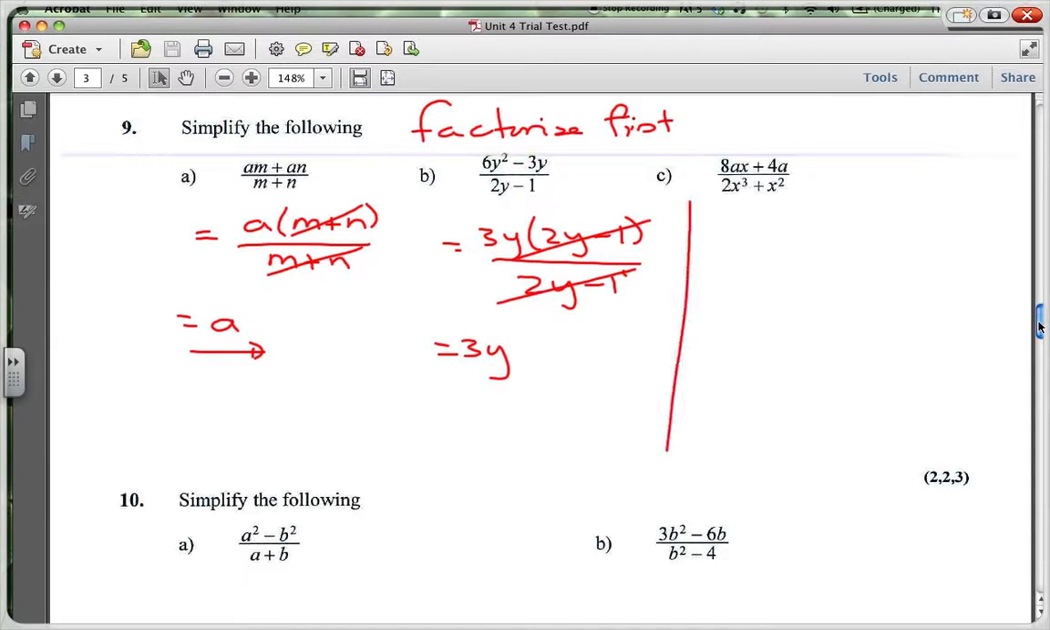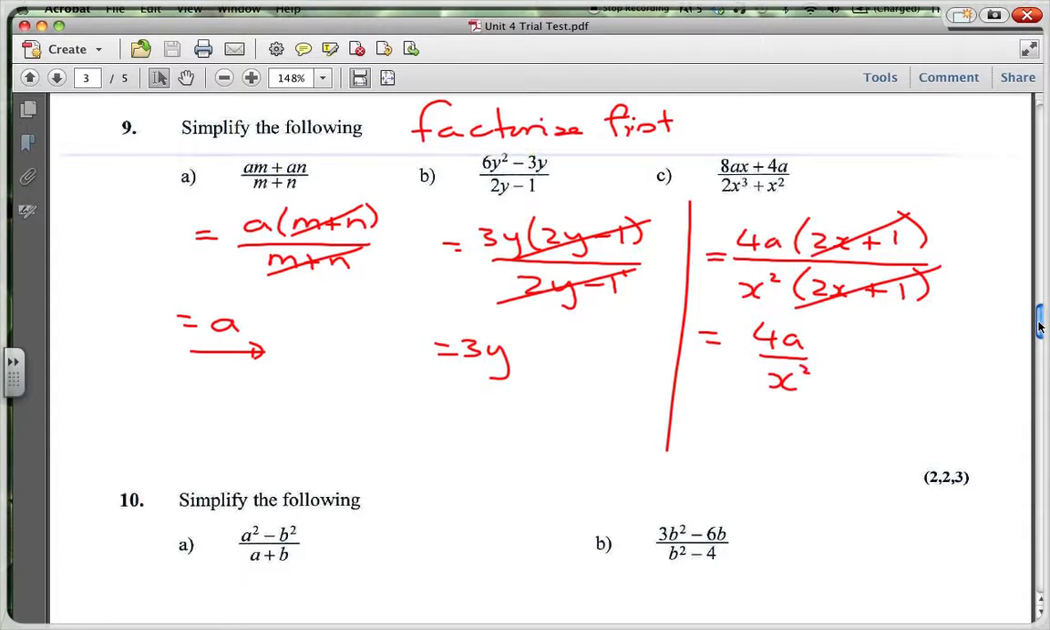This one here, I can take out a 4a at the top, and I'm left with 2x plus 1. And in this one, I can take out an x squared, and I'm left with 2x plus 1. And now I can cancel them out, and I'm left with 4a over x squared. So the important thing always is to factorize first. Only when you've got this thing multiplying by that can you then cancel, and it's pretty straightforward from then.